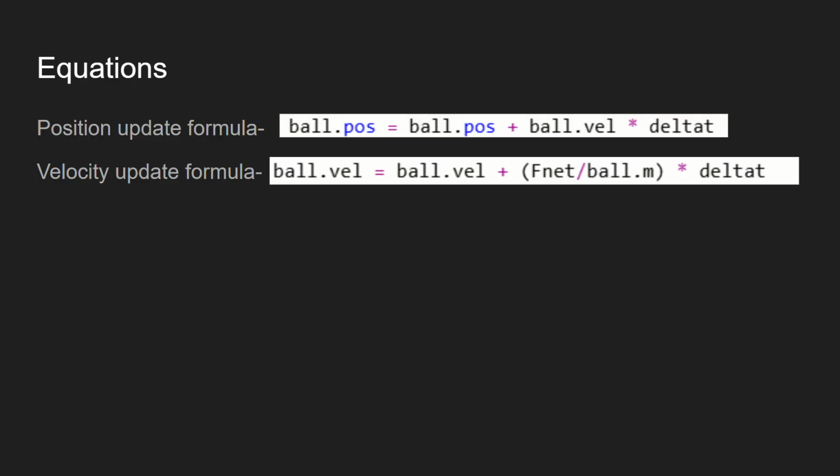So here are some equations I put into my code script. The position update formula, which is r final equals r initial plus v delta t. And then the velocity update formula, which is v final equals v initial plus F net over m times delta t.